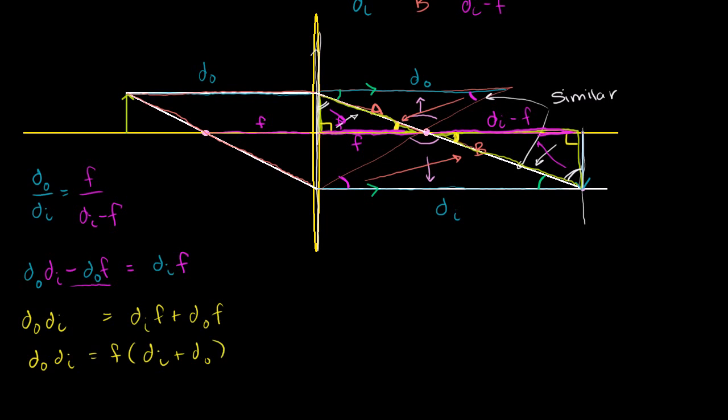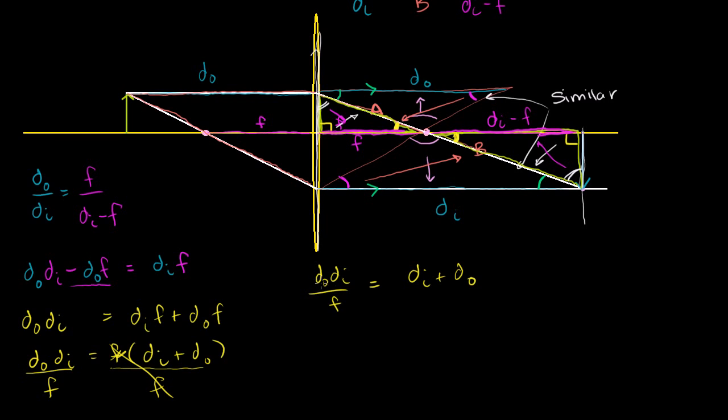And then what can we do? We could divide both sides by f. So this becomes over f, essentially canceling it out. And then I don't want to skip too many steps, so let me just rewrite what we have here. So these cancel out. So we have d naught di over f is equal to di plus d naught.